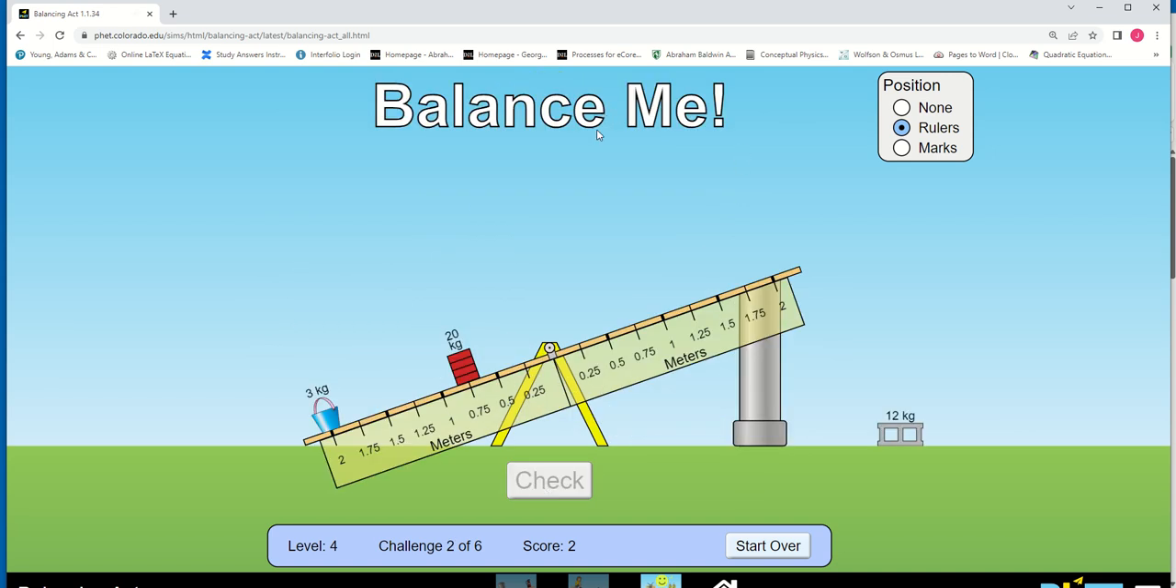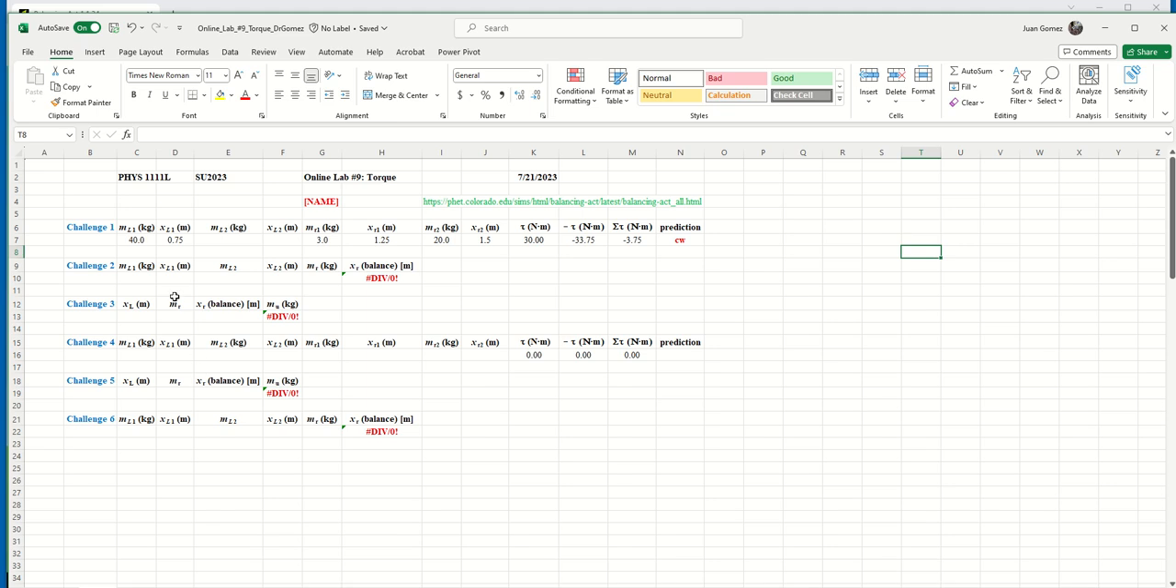Now challenge 2 is a balance me. We have to determine where to place this 12 kilogram mass such that the system balances. So notice here we have 2 masses to the left of the pivot. Let's go to the template. Now we're on challenge 2. ML1, that's the first mass that's to the left of the pivot. ML2, that's the second mass that's to the left of the pivot. XL1, that's the position of ML1. XL2 is the position of ML2. So let's go ahead and enter those values.